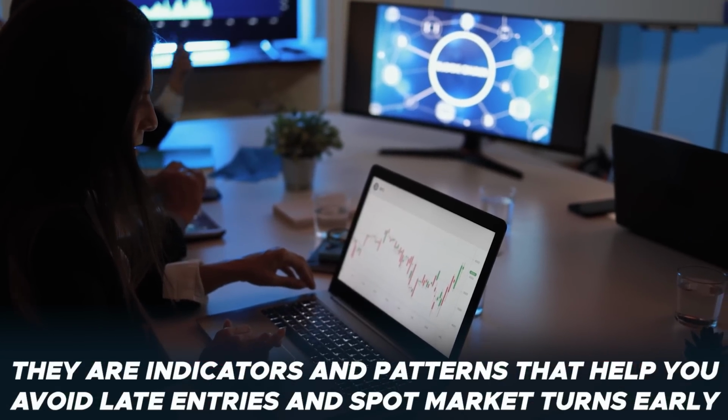I'm sure everyone does. In this guide, we'll explore the different types of divergences, how to spot them using a combination of popular indicators, and effective ways to trade them better. There are two types of divergences, regular divergences and hidden divergences.